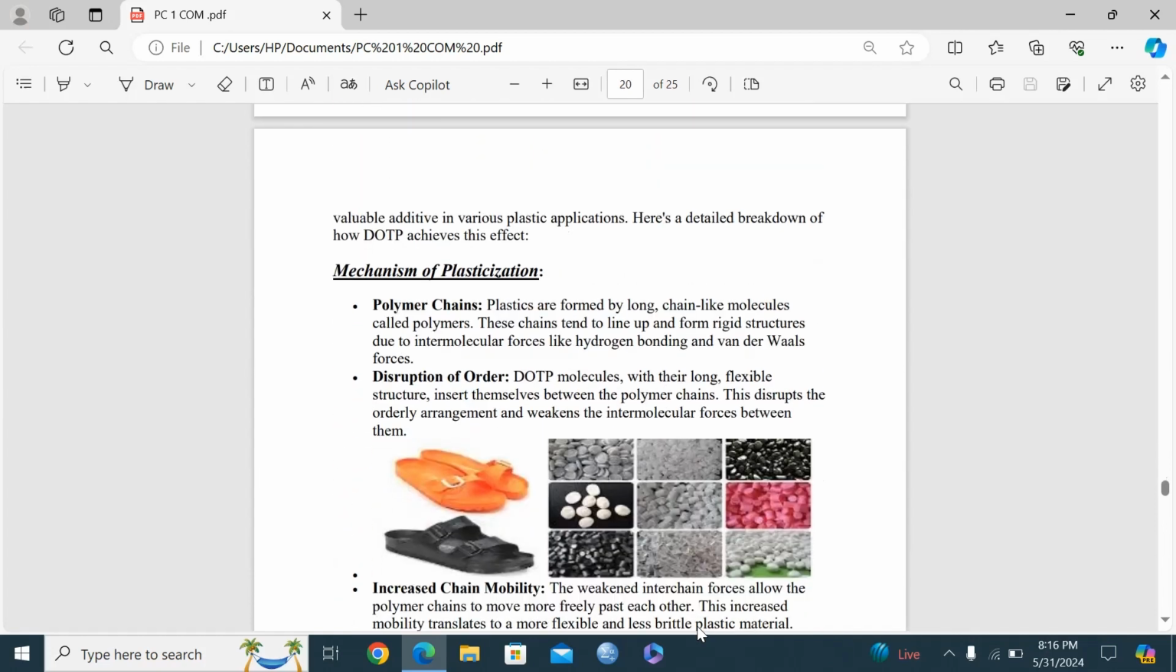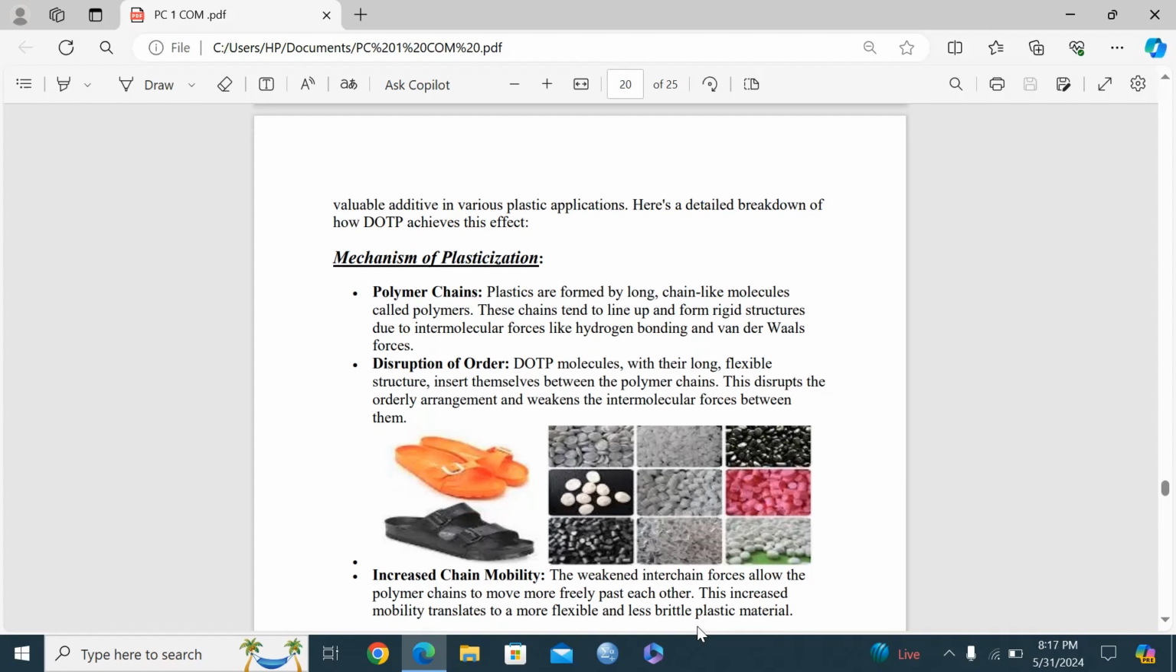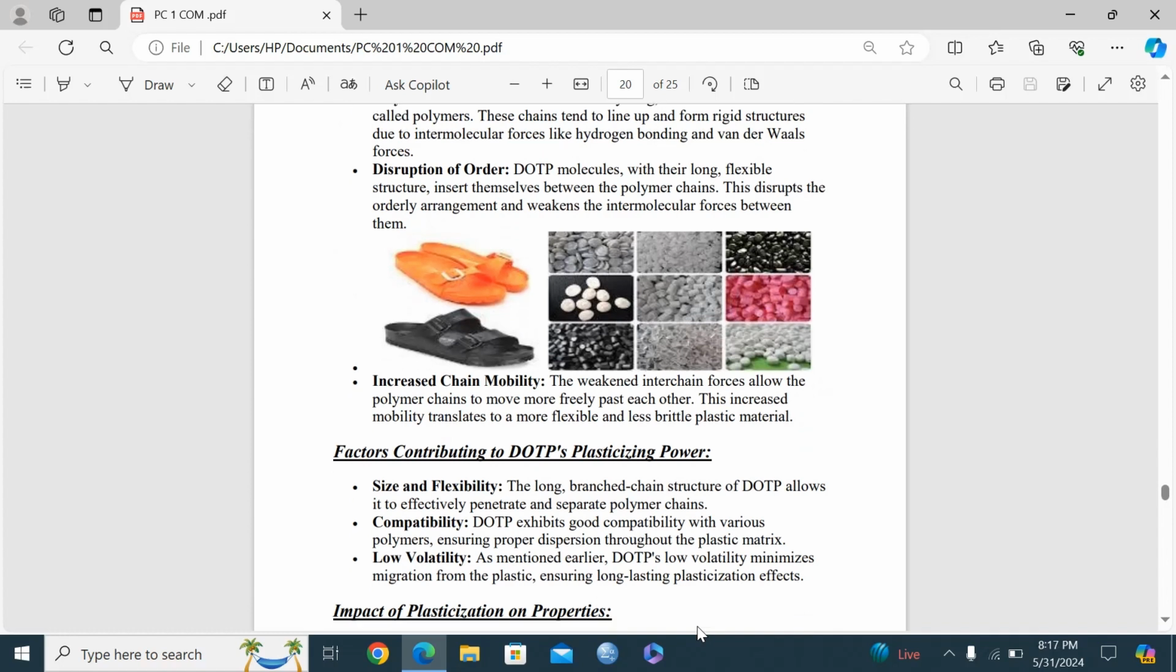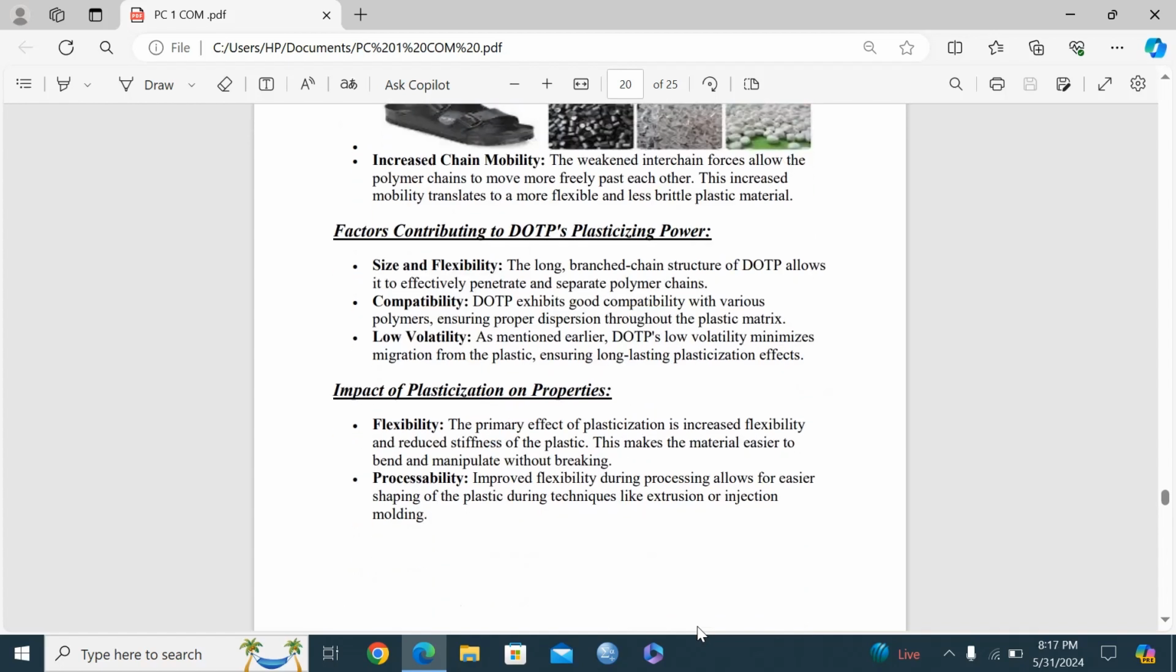Mechanism of plasticization. Polymer chains: plastics are formed by long chain-like molecules called polymers. These chains tend to line up and form rigid structures due to intermolecular forces like hydrogen bonding and van der Waals forces. DOTP molecules, with their long flexible structure, insert themselves between polymer chains and increase chain mobility. They weaken interchain forces, allowing the polymer chains to move more freely past each other.